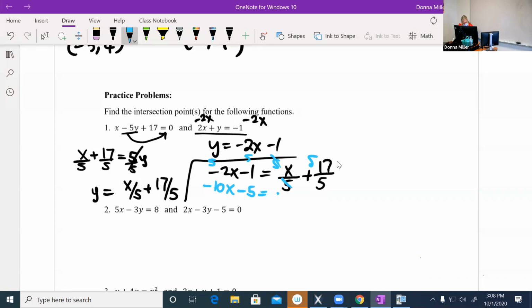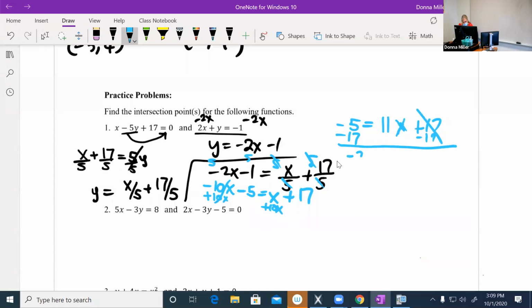5's cancel. Here I get x plus, these 5's cancel, 17. All right, so now I have something that's very easy to solve. I guess I'll add 10x on both sides. Over here, so I get negative 5 equals x and 10x is 11x plus 17. So minus 17. So that's negative 22 equals 11x.